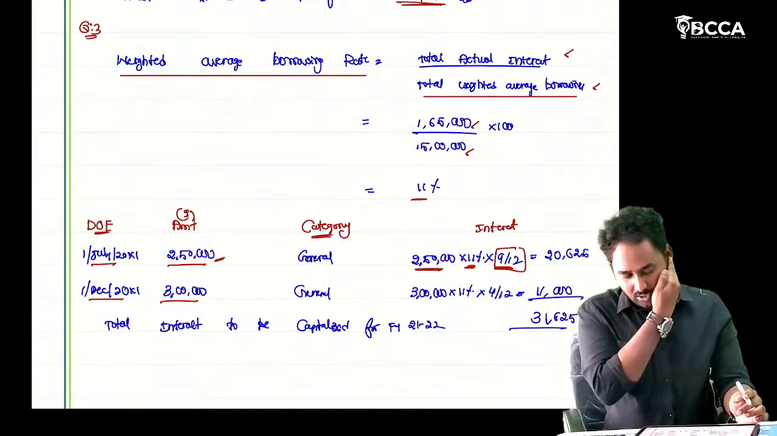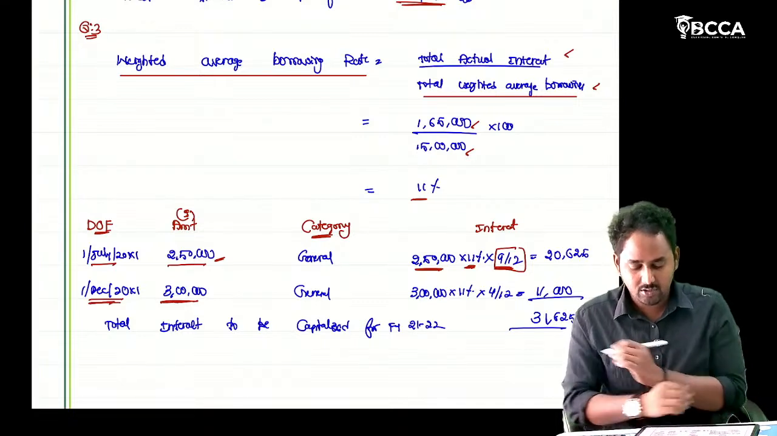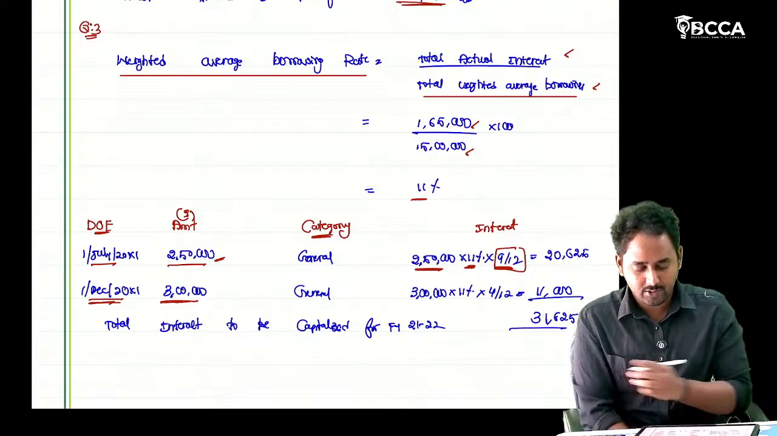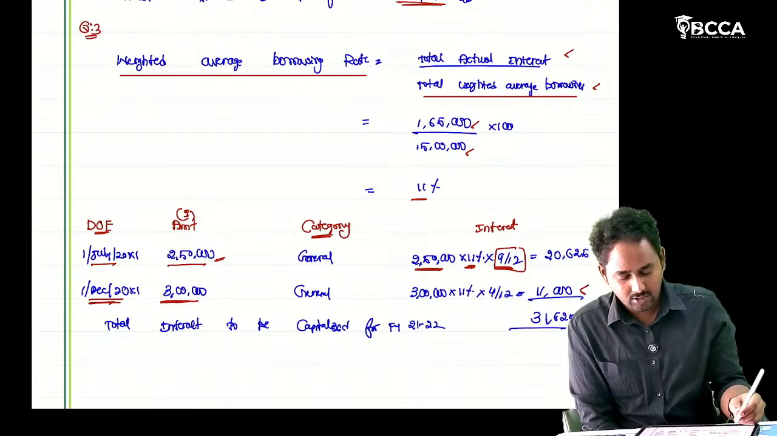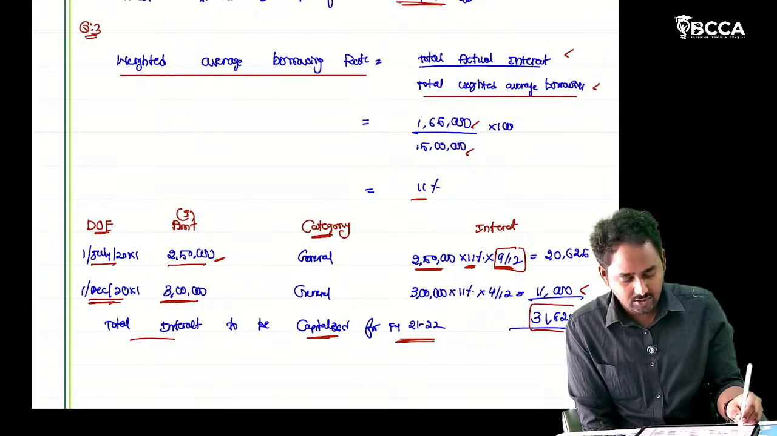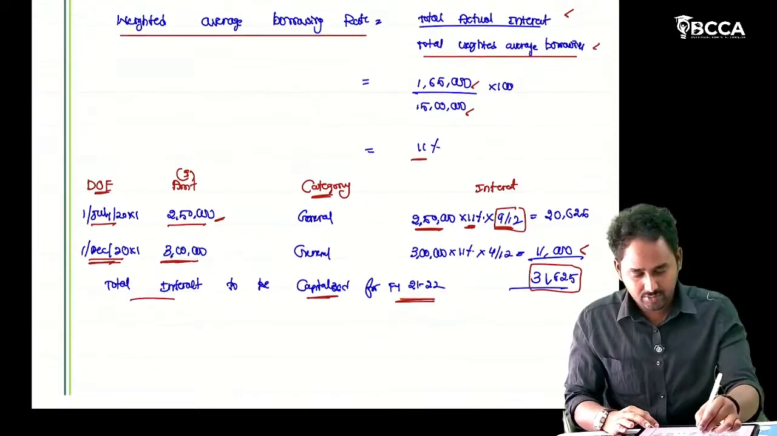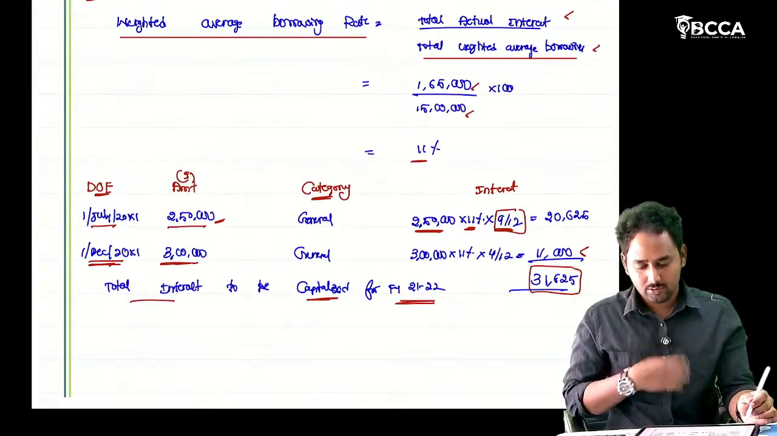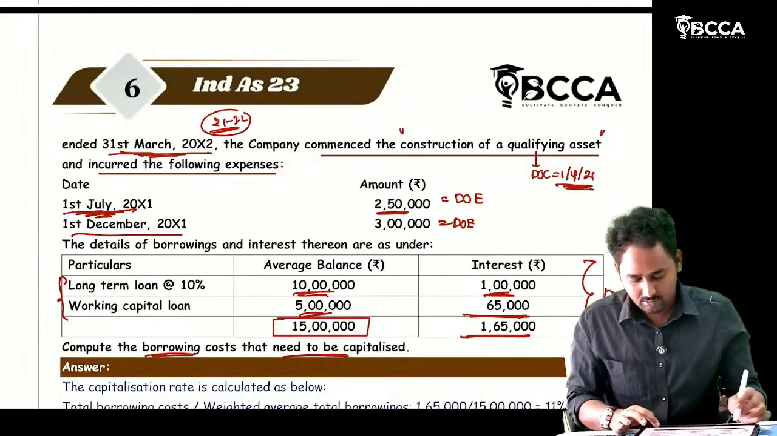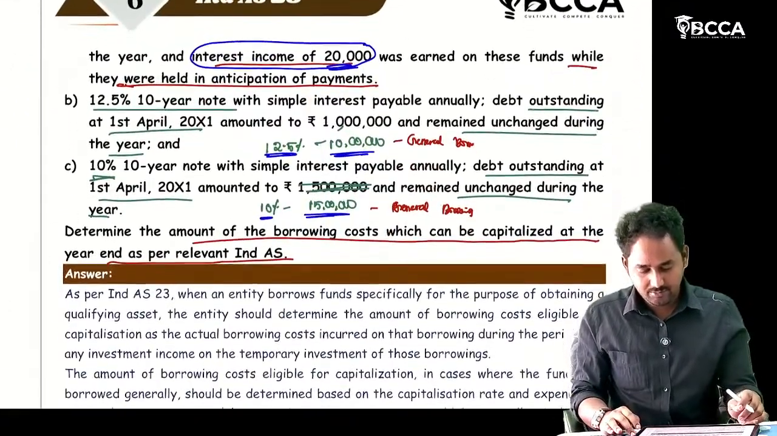Then what is the remaining amount? 3 lakhs into 11%, for the period from when the expenditure was incurred, that is the later date, December. So 4 months, so I should calculate the interest for 4 months. So the total interest to be capitalized for financial year 21-22 is 31,625. So that is the interest. Then let's see question number 4, then we will get better clarity.